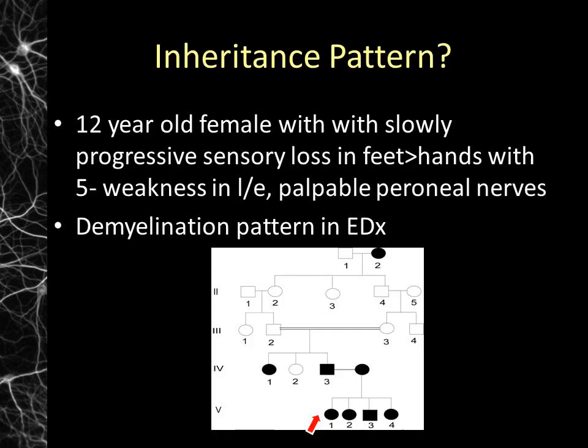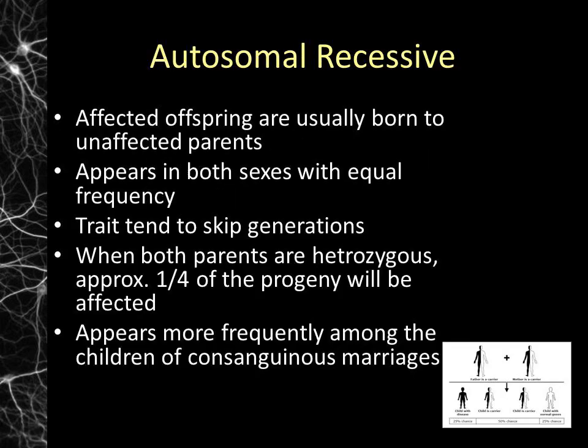Inheritance pattern: 12-year-old female with slowly progressive sensory loss in feet and hands, with 5 weakness in the lower extremities, palpable peroneal nerves, and demyelination pattern in EDX. Autosomal recessive. Affected offspring are usually born to unaffected parents. Appears in both sexes with equal frequency. Trait tends to skip generations. When both parents are heterozygous, approximately 1/4 of the progeny will be affected. Appears more frequently among the children of consanguineous marriages.